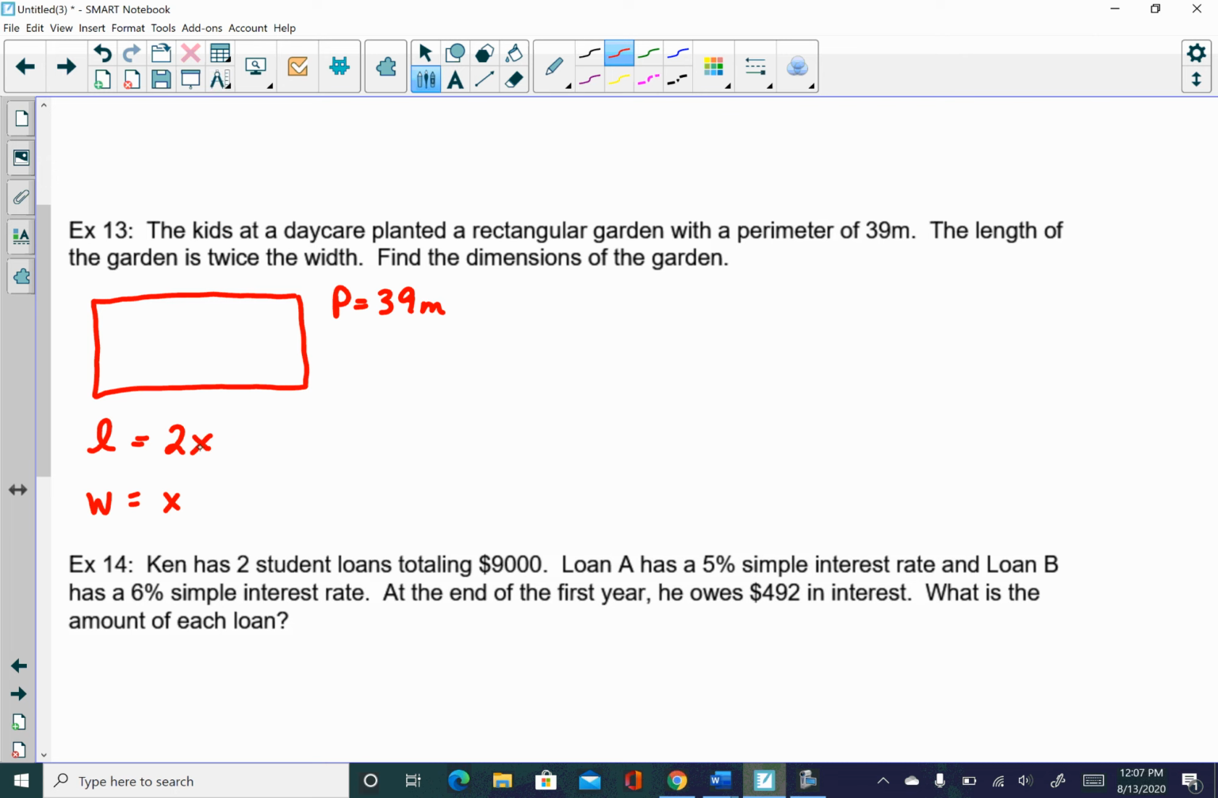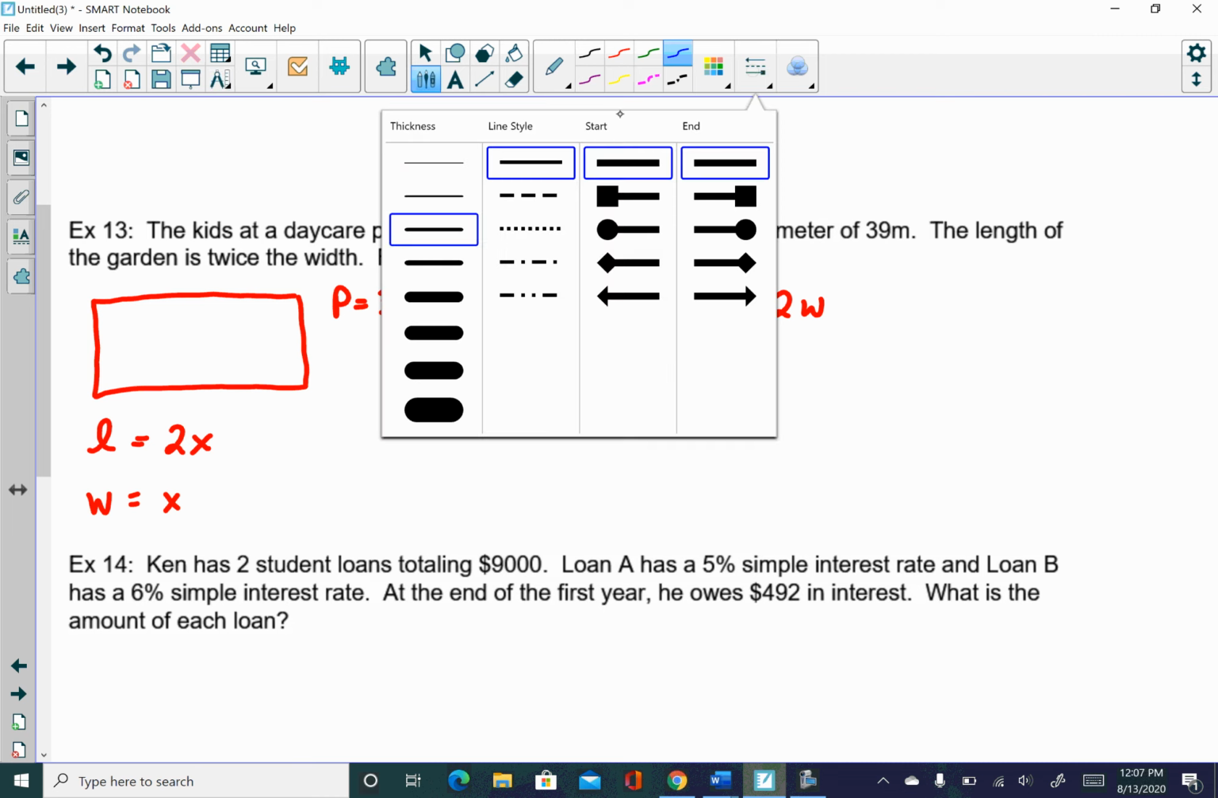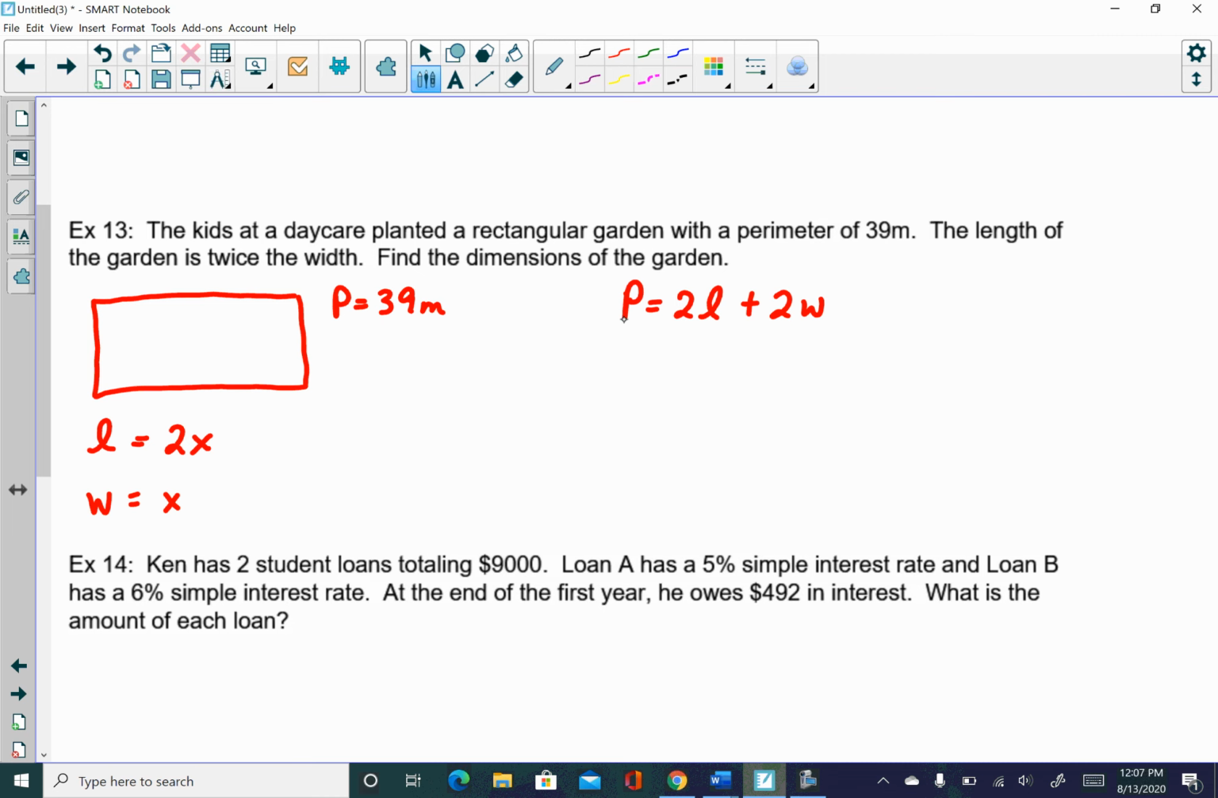Hopefully you remember the formula for perimeter. P equals perimeter of a rectangle, I should say, because that varies according to the figure. P equals 2 times your length plus 2 times your width. And now plug in everything that you know. So get a different color here. In place of my perimeter, I know that's 39. In place of my length is 2x. In place of my width is x. So now from here, that would give me 4x plus 2x.